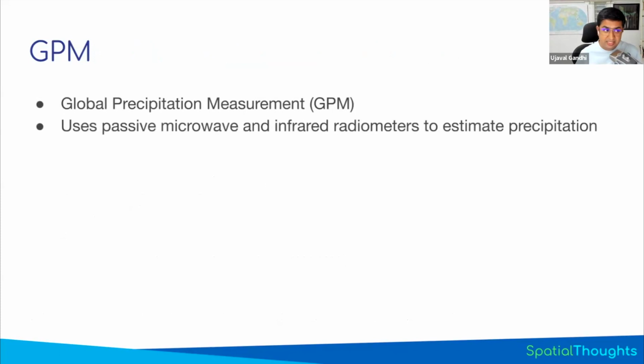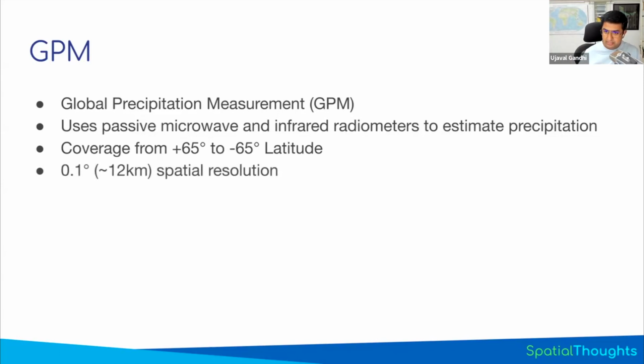GPM uses passive microwave. So the clouds and Earth's surface emit microwave radiation. So it measures that. And it also uses an infrared sensor to measure the precipitation. And it has a model which, based on the amount of radiation measured, correlates that to the ground precipitation. This is a pretty good coverage, from +65 to -65 degrees latitude. So if you're working in any of those regions, you'll have a measurement there.